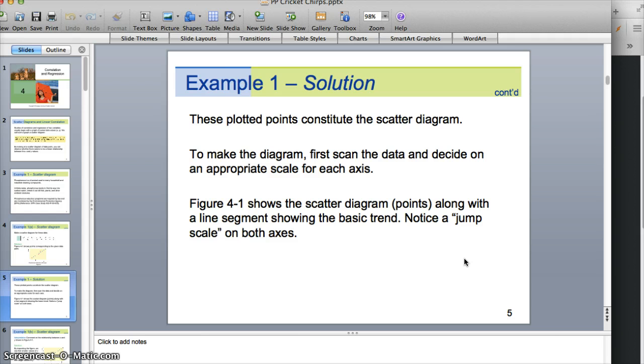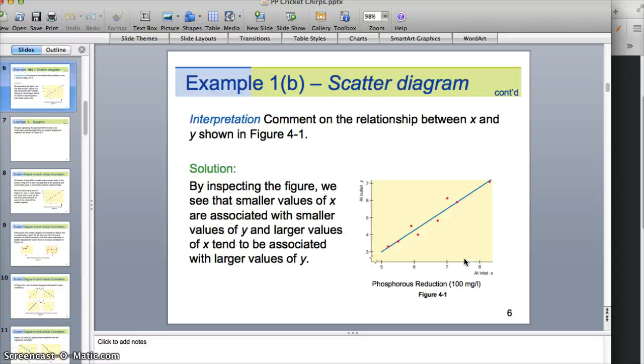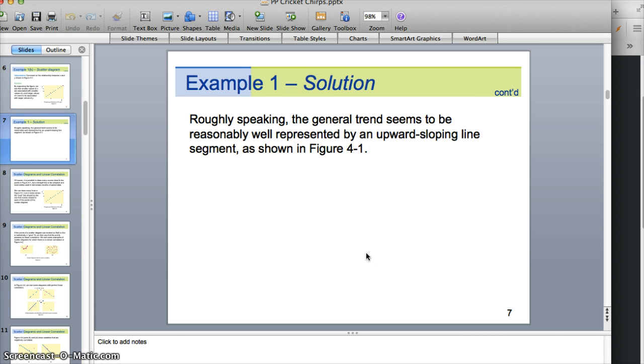To make the diagram, first scan the data and decide an appropriate scale for each axis. So this is going to go along the painful process of actually creating the scatter plot or scatter diagram. Now we're going to interpret the relationship between the x and y shown in figure 4.1. By inspecting the figure, we see that smaller values of x are associated with smaller values of y, and larger values of x are associated with larger values of y. So it looks like there's a relationship here. Roughly speaking, the general trend seems to be reasonably well represented by an upward sloping line segment as shown in figure 4.1.